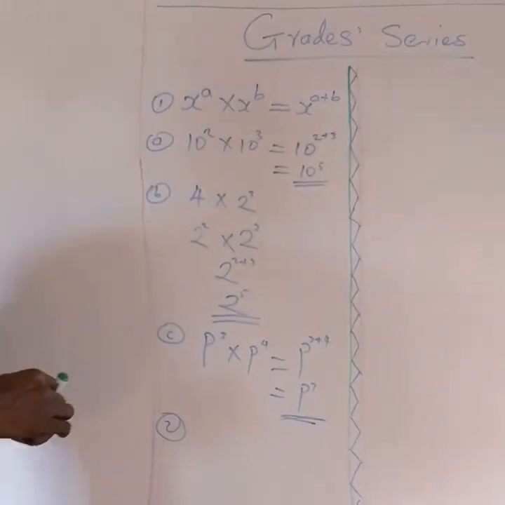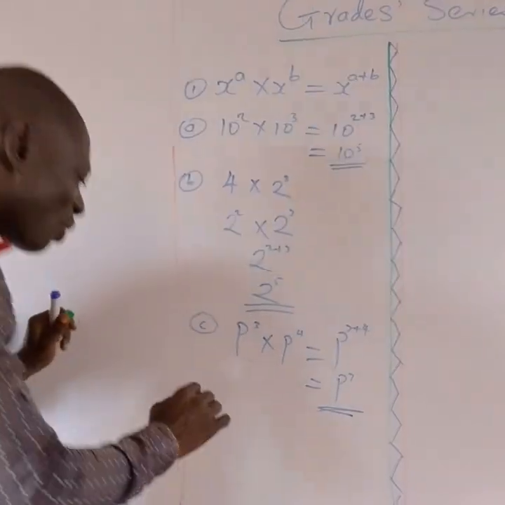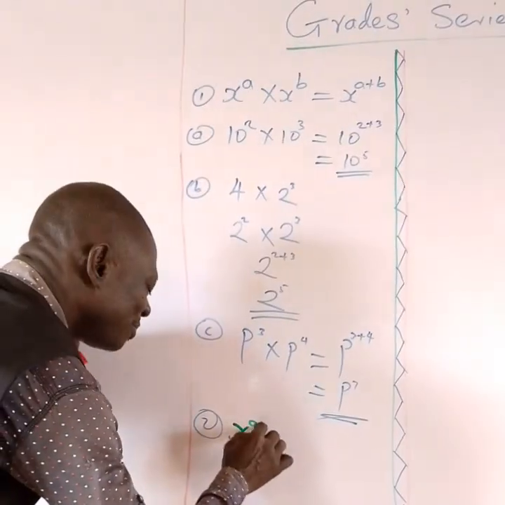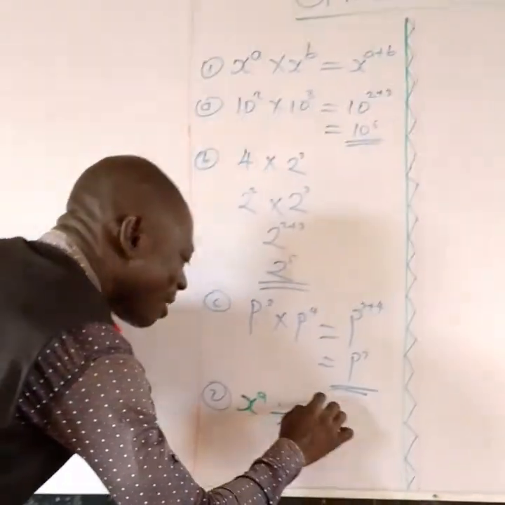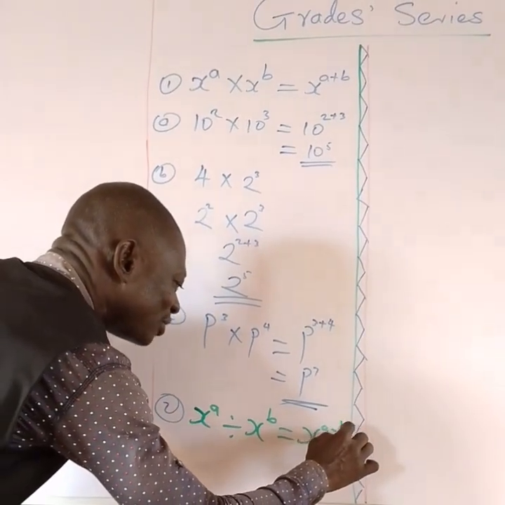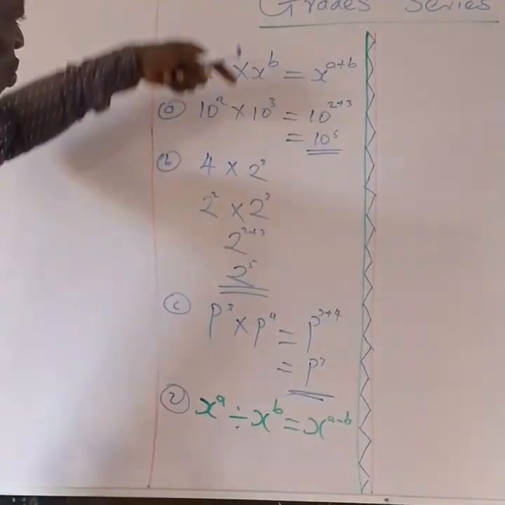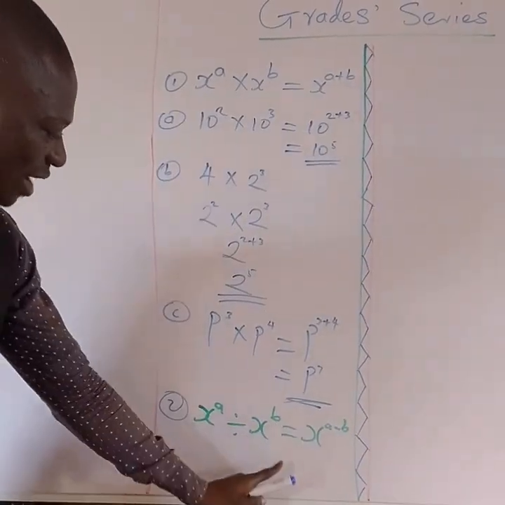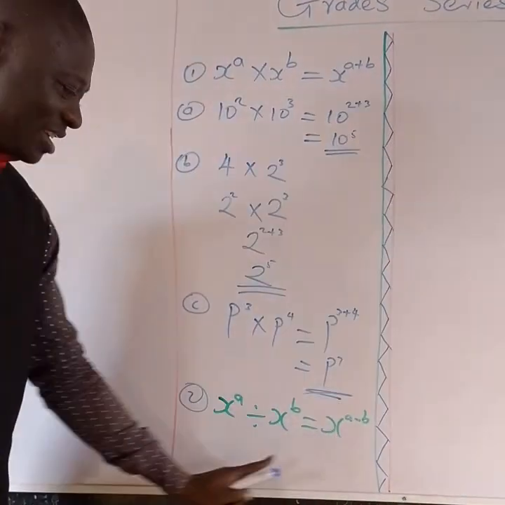The law of indices number 2. Here we have the law saying that x raised to the power a divided by x raised to the power b will give us x to the power a minus b. And so when the first one is plus, the second one is minus.